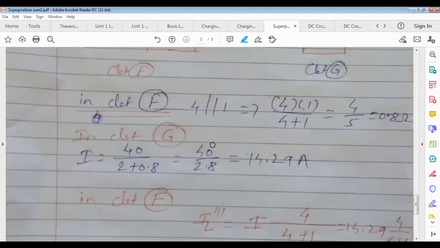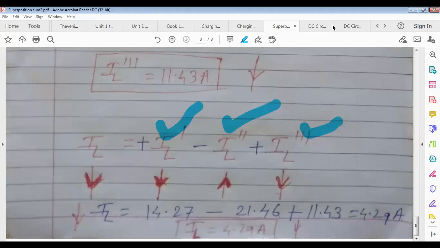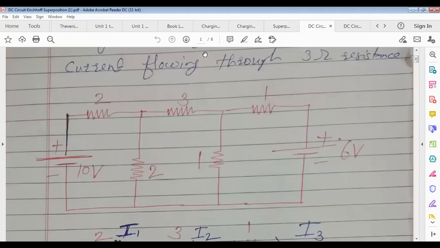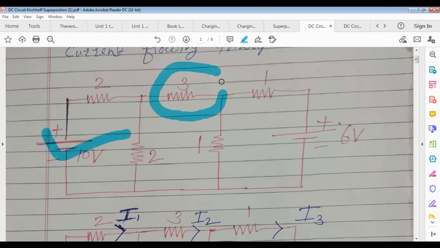If you get asked only to find out IL dash, IL double dash and IL triple dash, then compulsory you have to use the superposition theorem here. But suppose this circuit is given and you get asked to calculate the current flowing through 3 ohm resistance using either superposition or Kirchhoff's or Thevenin's. You have to write only the correct answer, isn't it? So any method you can use, although they mention Kirchhoff's, superposition, Thevenin's or Norton's. But if they ask you that considering only 10 volt, find out the current flowing through 3 ohm, then compulsory you have to go for superposition.